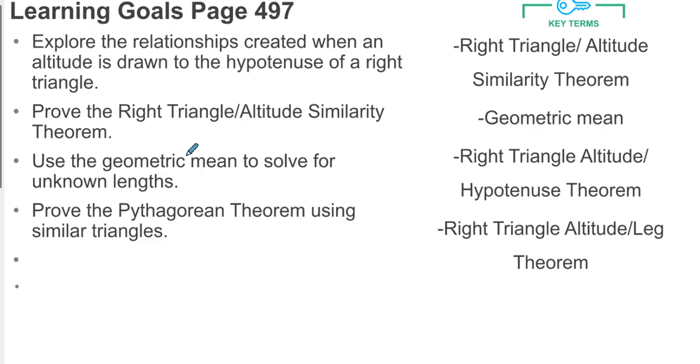So as you knew from what we did in class, this video is all going to be about right triangles and similarity. So we're going to use the right triangle altitude similarity theorem. We're going to learn what a geometric mean is and how that can help me solve these things much faster. And then we're going to learn about the right triangle altitude hypotenuse theorem and the right triangle altitude leg theorem. So let's jump into it.